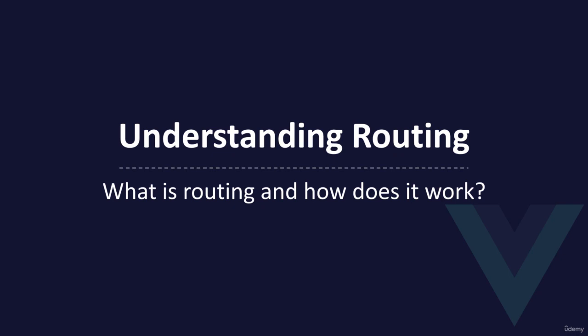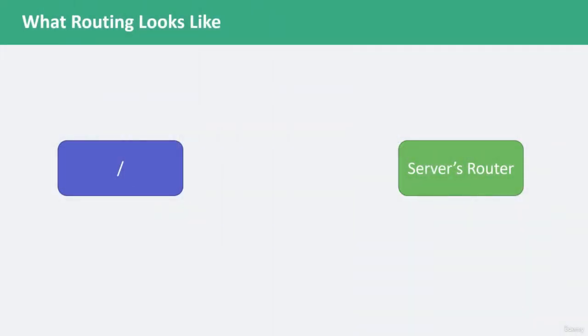If you visit a URL for an image, the server will respond with an image. If you visit a URL for a blog post, the server will respond with a blog post, so on and so forth. Routing is a job that was typically handled on the server. Here's an example of what routing looks like in a traditional application.